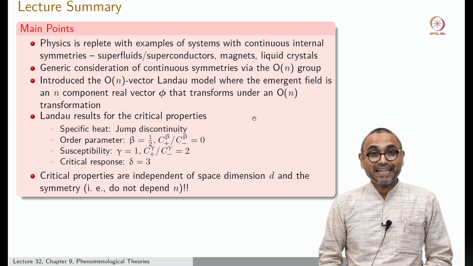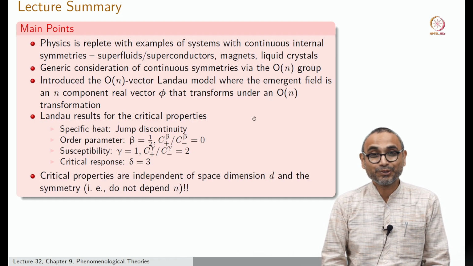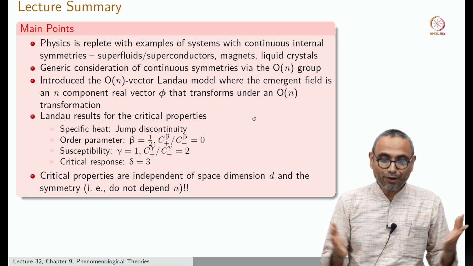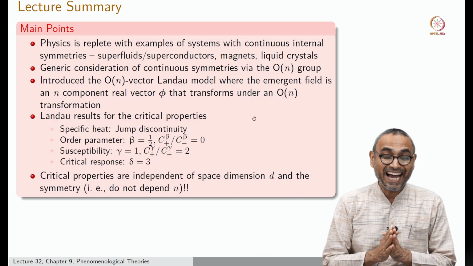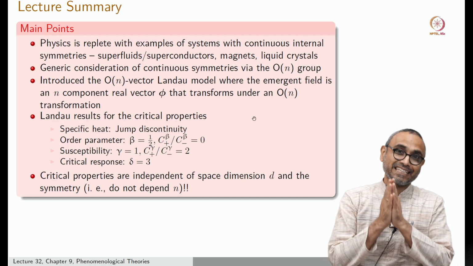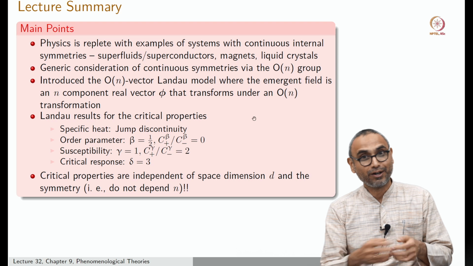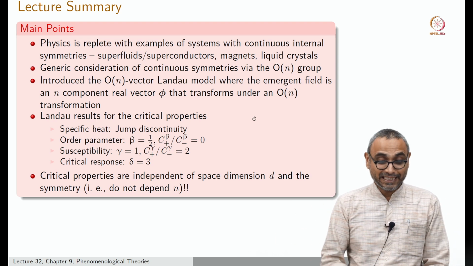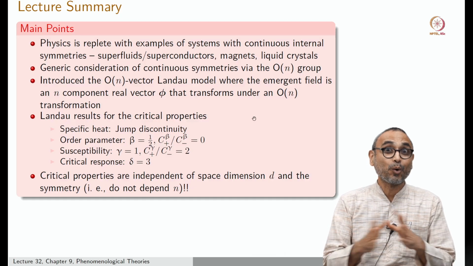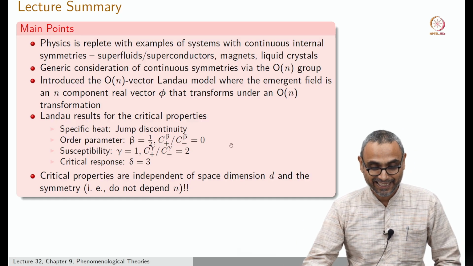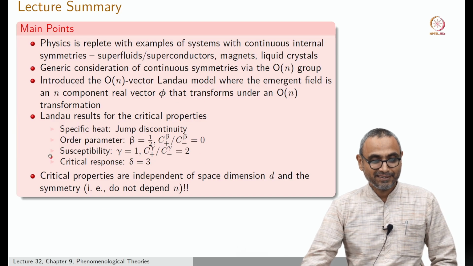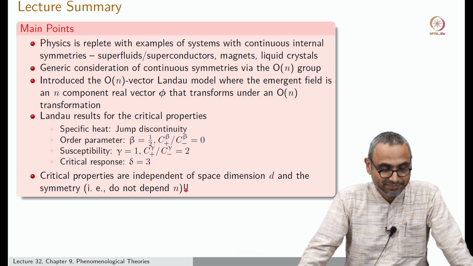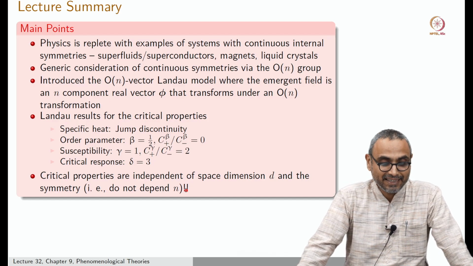Now comes the most interesting observation. All of these results are true for any n. Whether it is n equal to 1 for the Ising system or n equal to 2, 3 for continuous symmetries, they are all the same. That's the first observation. The second observation is that they don't seem to depend on spatial dimension d. Nowhere in these results is spatial dimension showing up. So this is what we find.